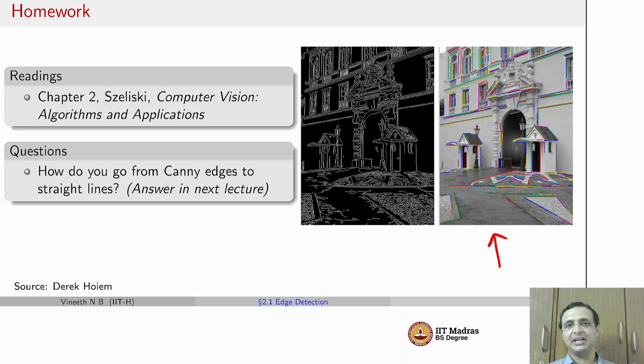You know how to find the Canny edges now, you know the methodology for that. How do you go from Canny edges to straight lines? Remember, because you use gradient magnitude, Canny edges will give you edges in any orientation. But how do you find the straight lines and what the parameterization of the straight line will be? Think about it, and we'll answer this in the next lecture.